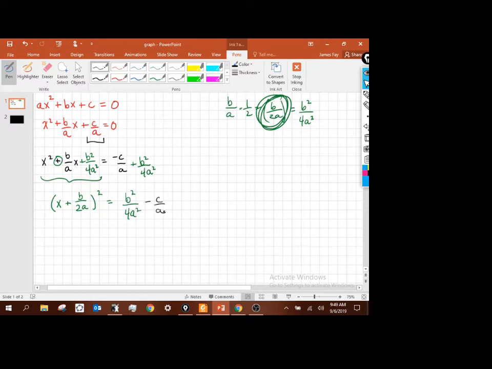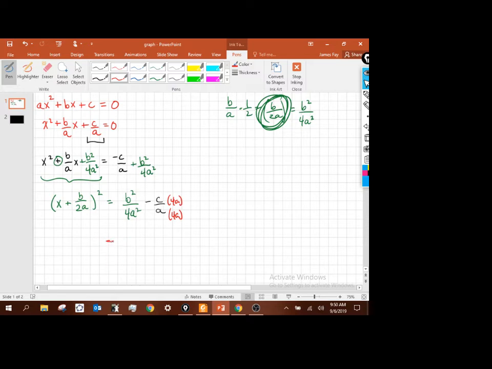I'll flip-flop those two terms. Because now what I want to do, look at that right-hand side. That's two fractions. They're not the same denominator, so I can't merge them. Let's make them the same denominator. What do I need to multiply C over A by so that I can get a common denominator? 4A.